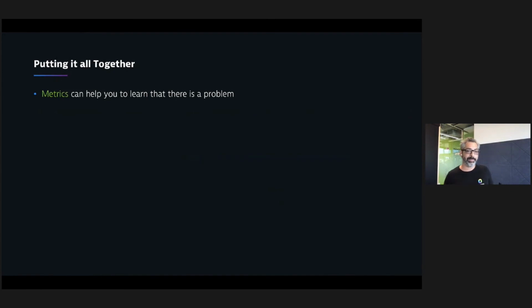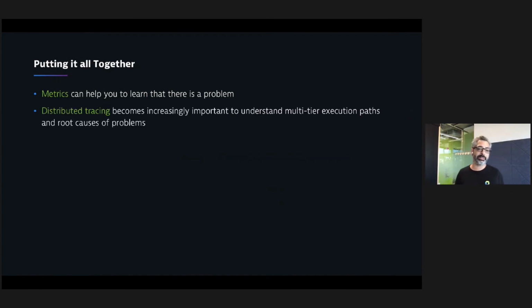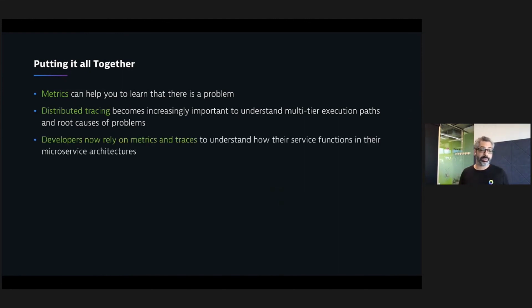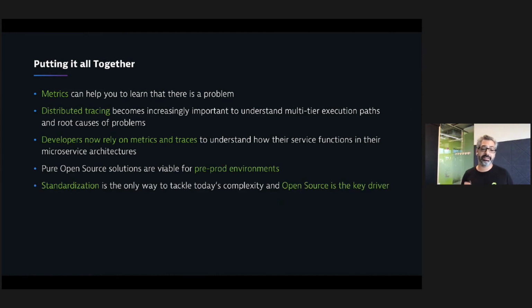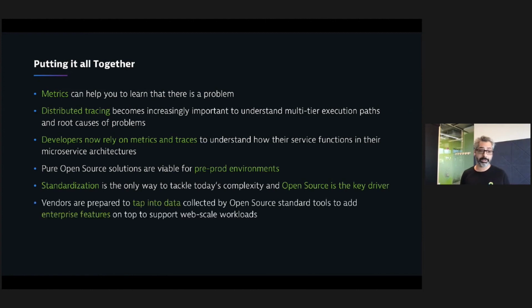Let's put this all together. Metrics can help you to learn about the problem. Distributed tracing becomes increasingly important to understand multi-tier execution paths. Developers now really rely on metrics and traces. Pure open source solutions are viable for pre-prod environments. Standardization is the only way to tackle today's complexity, and open source is the key driver.